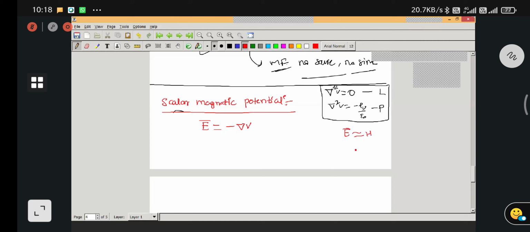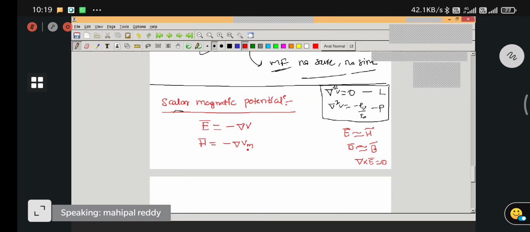In this topic, we compare the E and H relation, and the D and B relation. Curl of E equal to 0 is the second Maxwell equation. In magnetostatics, in the same way, H is equal to minus del Vm. This Vm is the magnetic scalar potential. Keep it in mind: magnetic scalar potential.